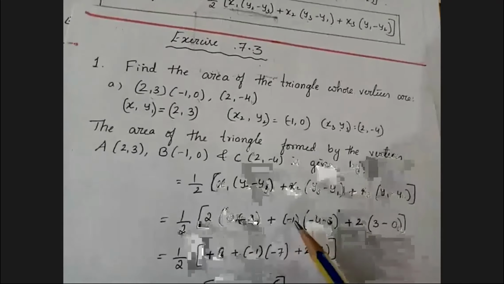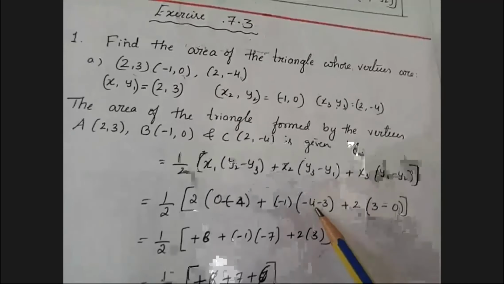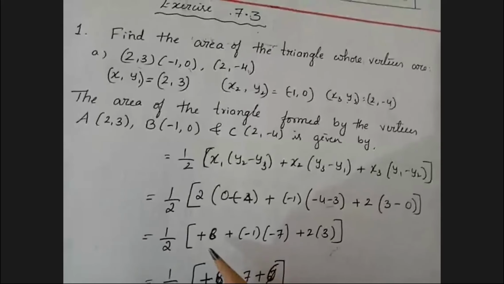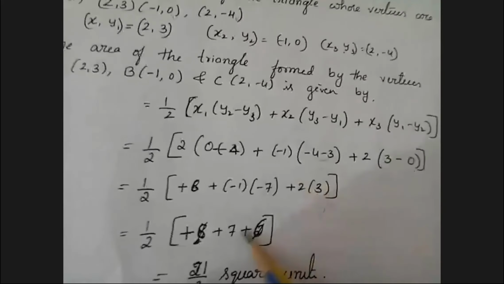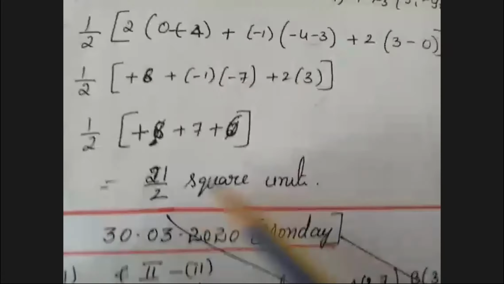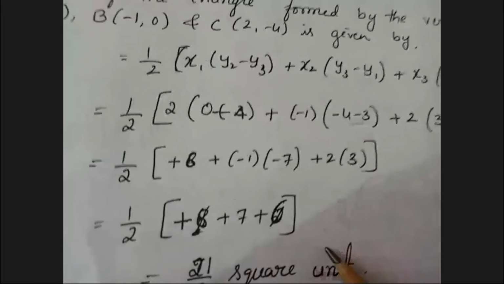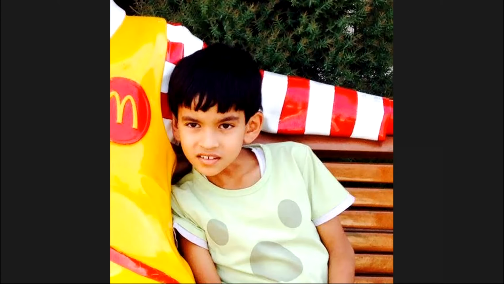So when I applied here, 2 4s are 8, minus 1, both are negative, add the same sign, minus 7, and 2 into 3, 6. So 8 plus 7 plus 6, it is 21 by 2 square units. Am I clear, children? Ma'am, can you draw a triangle and show, ma'am?